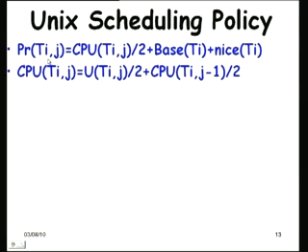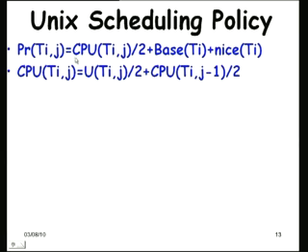The priority of a task Ti at its jth time slice is the CPU utilization. It is actually a history of CPU utilization of the task Ti at this instant, that is, a history of CPU utilization divided by 2, plus some base priority and some nice value.